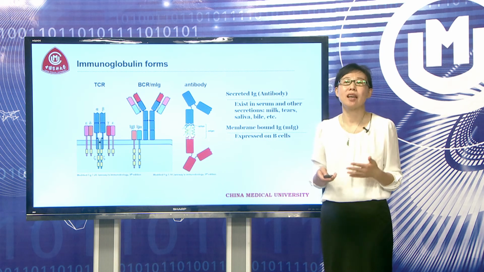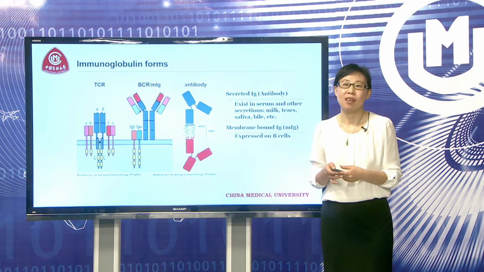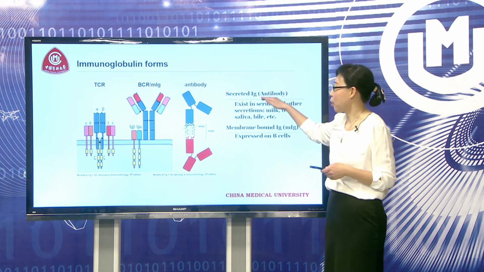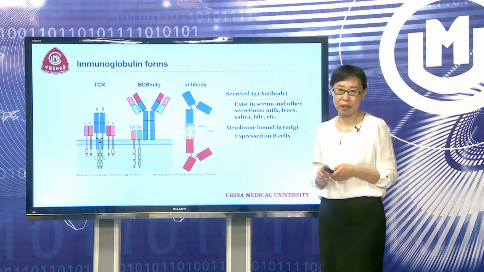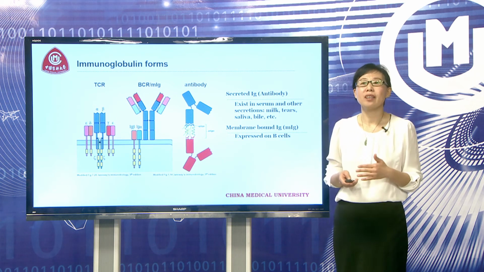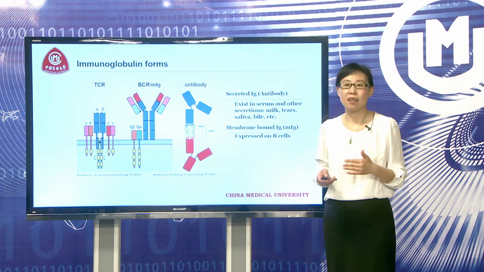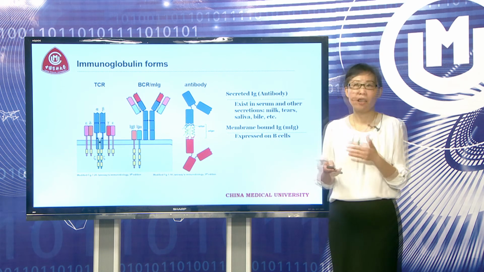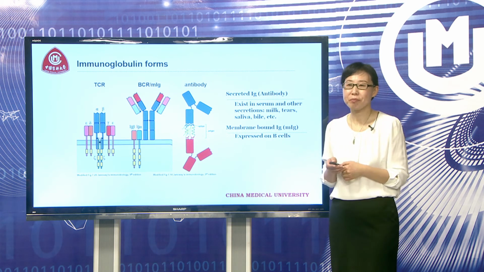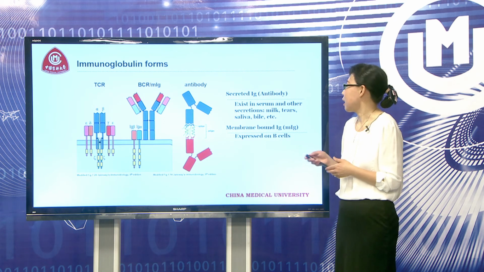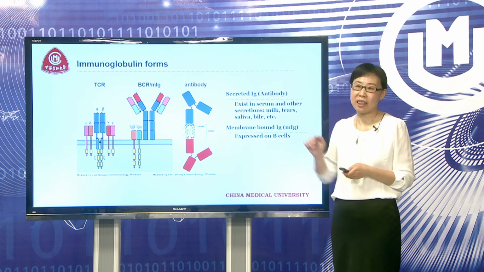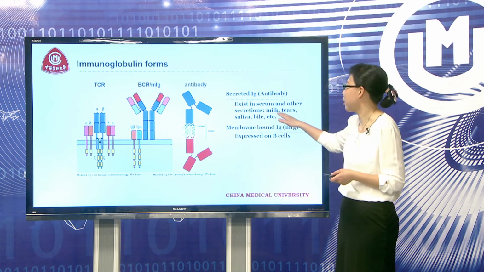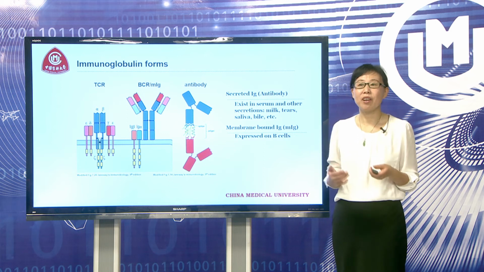So what is the immunoglobulin? Immunoglobulin has two forms: the secreted immunoglobulin and the membrane-bound immunoglobulin. Immunoglobulin is a protein with some immunological functions. And secreted immunoglobulin is the antibody. It exists in the serum and other secretions, such as the milk, tears, saliva, and bile, etc.